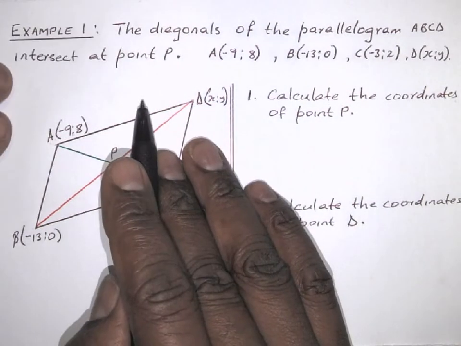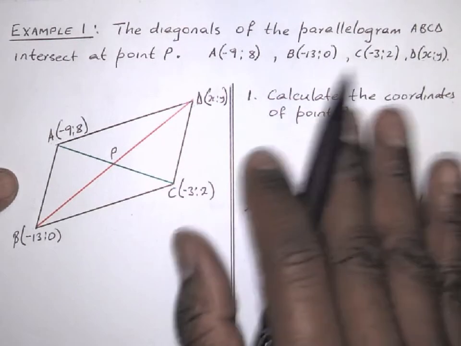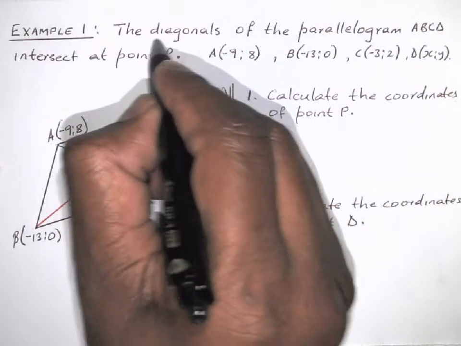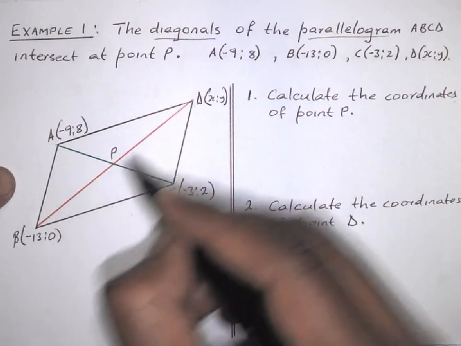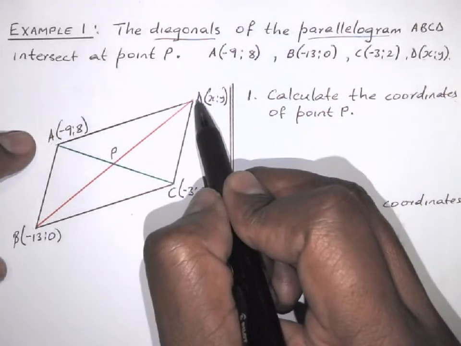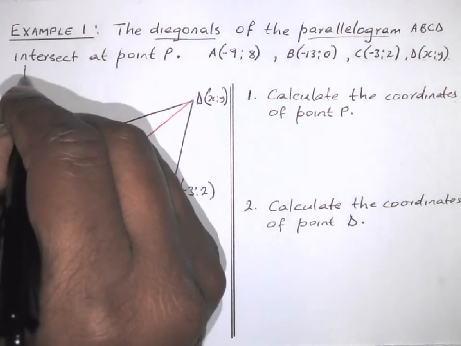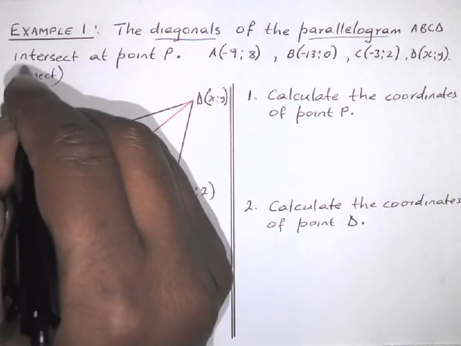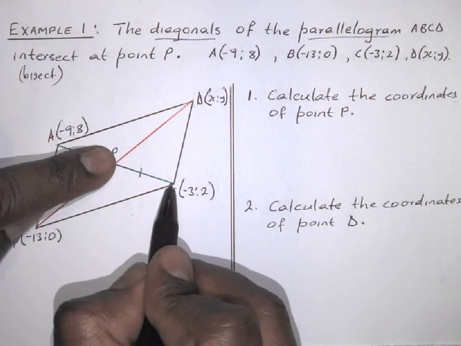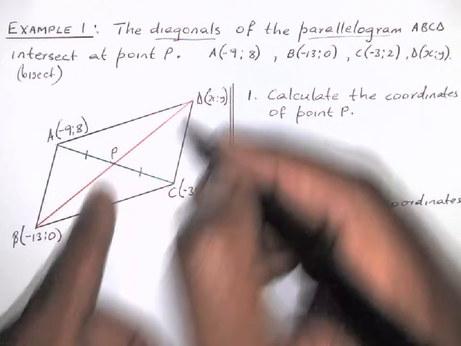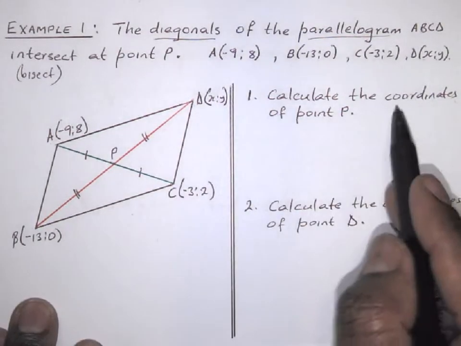Now there are things that could guide you to answer some of the questions that are given. In this case, they talk about the diagonals. If this is a parallelogram, we should know from grade 10 that the diagonals bisect each other at point P, meaning that this length is equal to that small length, and that one there equals that one there. Now they say we must calculate the coordinates of point P.